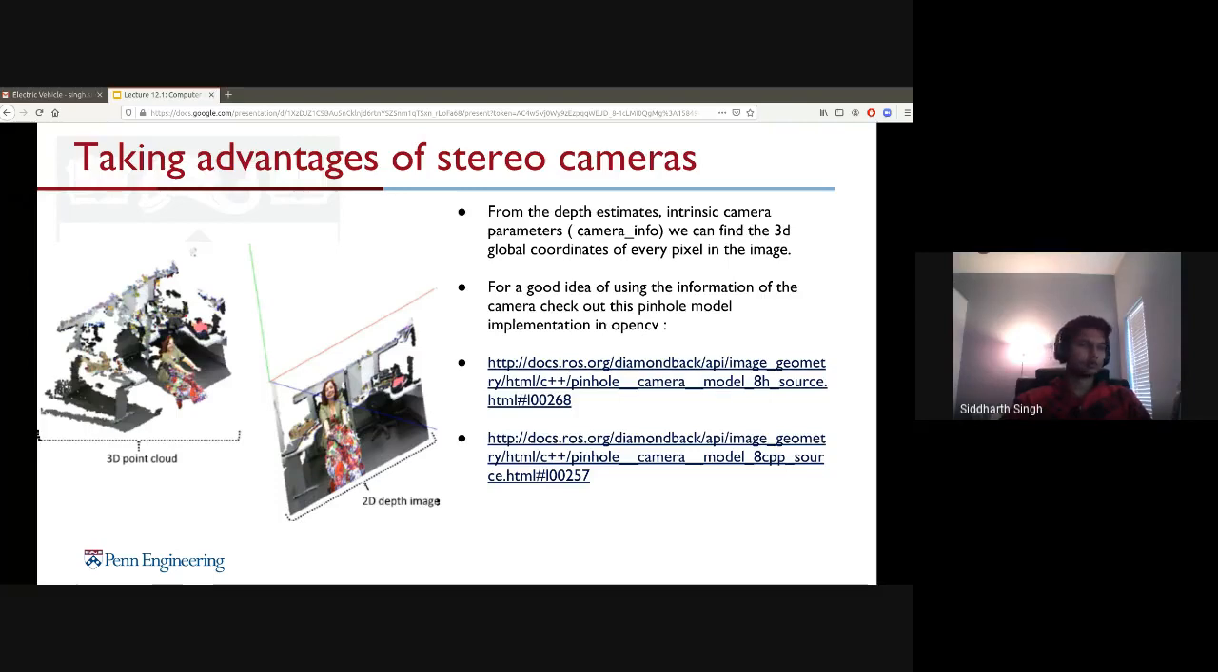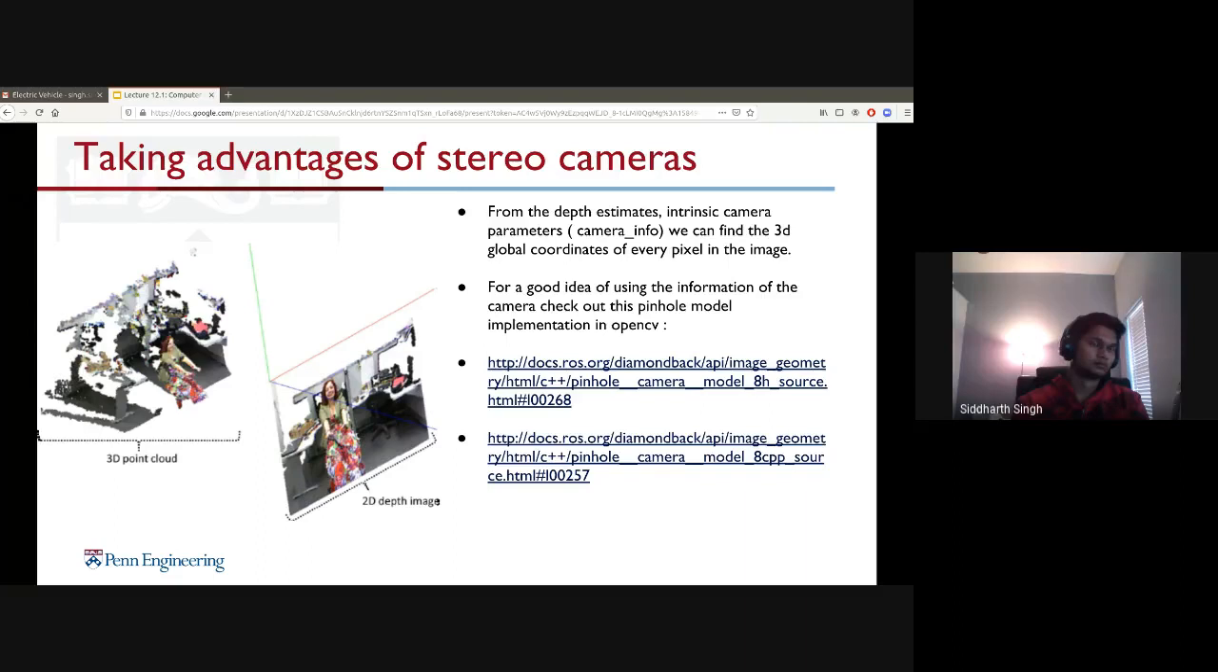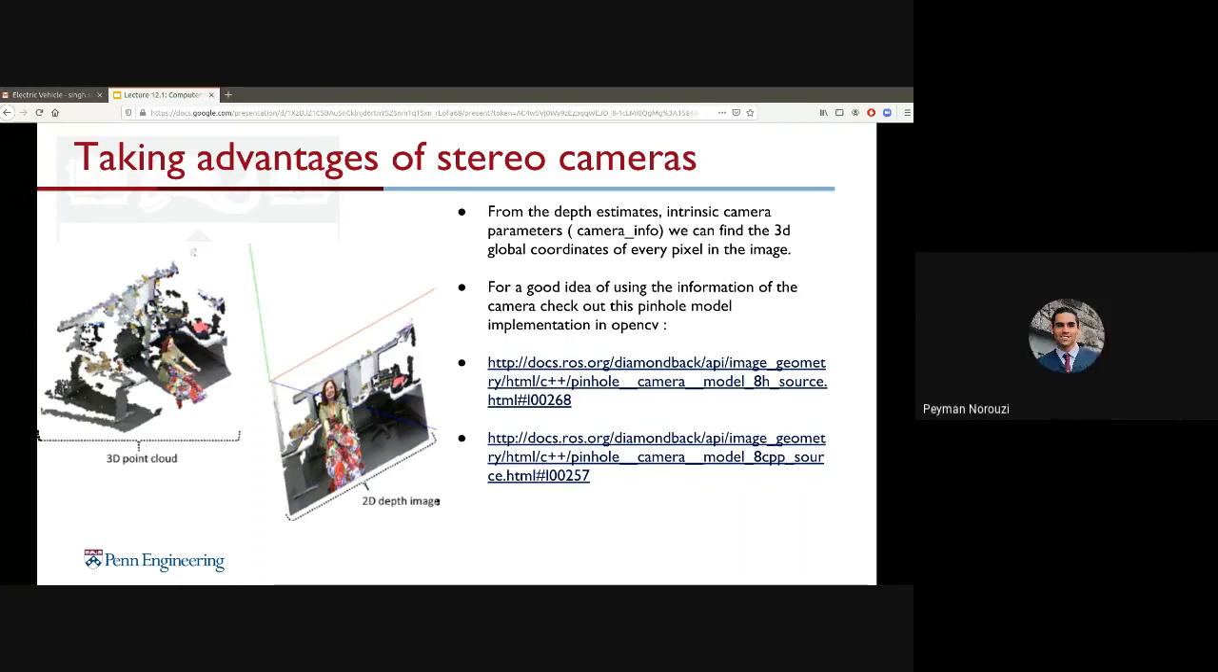So yeah, A, it's noisy. B, field of view. C, what is the distance that it is accurate to? When you say it's going to be noisy, why is it noisy? Is it because of the resolution, or is it because of the intrinsic camera parameters?